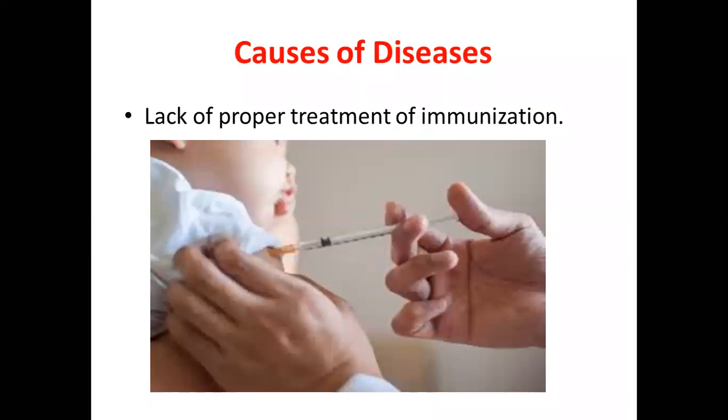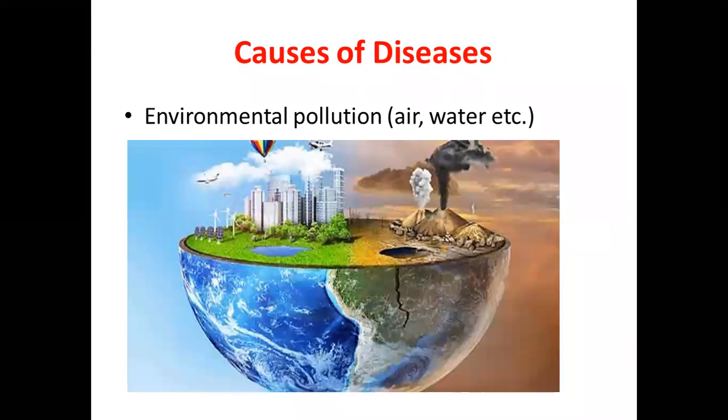Right. Next is the lack of proper treatment or immunization, or we can say vaccination. If there is no proper vaccination, there may be chances to cause different kinds of diseases. Right? So these are some causes of the diseases. Now again there is one very important cause remaining. There is environmental pollution.